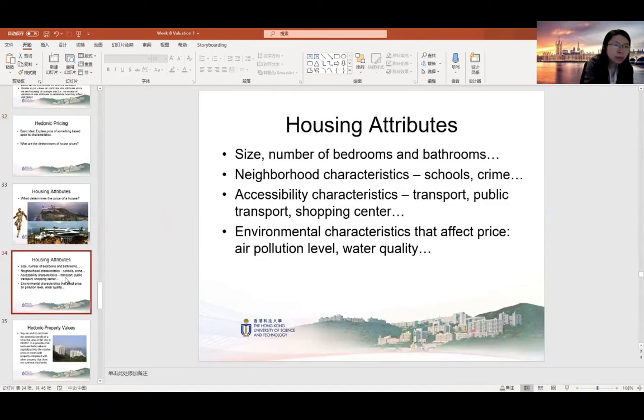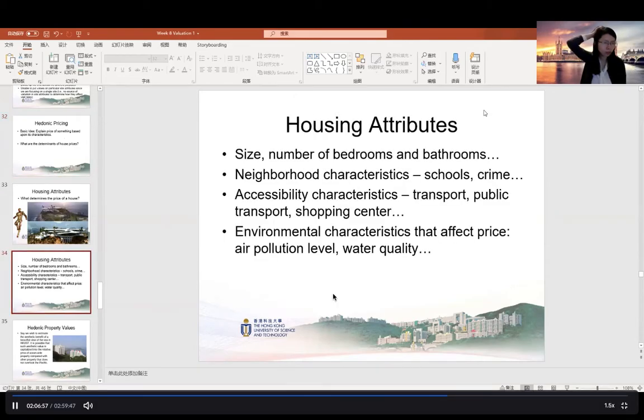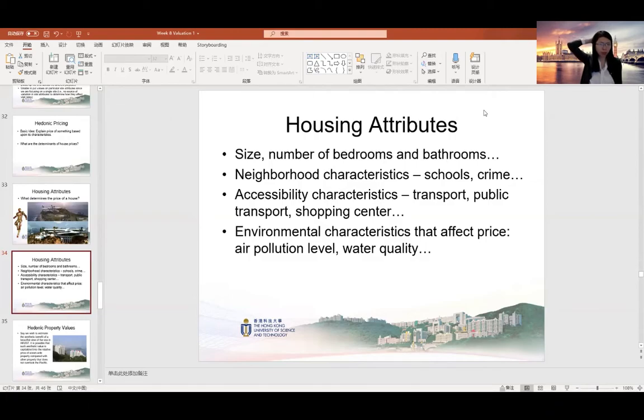So in the housing example, what makes a specific house valuable? Some features attached to the house itself: the size, number of bedrooms, number of bathrooms, how many kitchens, how old the building is. Neighborhood characteristics, right? The school zone is an important one. The crime rates, how safe the neighborhood is. Accessibility characteristics, whether or not it's close to subway stations, that sort of thing. Environmental characteristics such as air pollution, water quality, proximity to landfills.